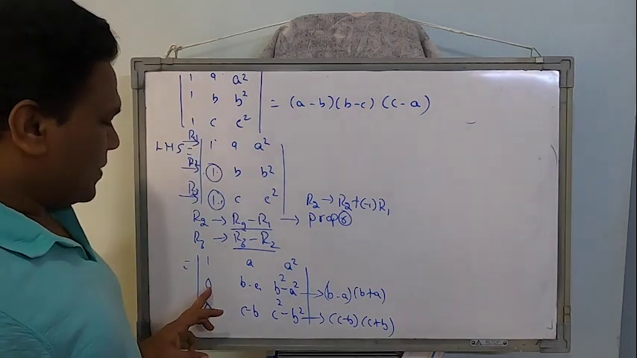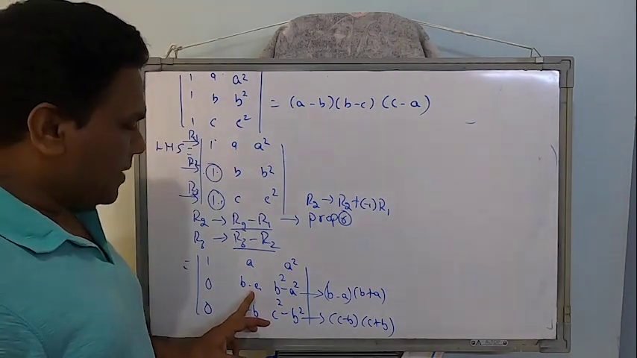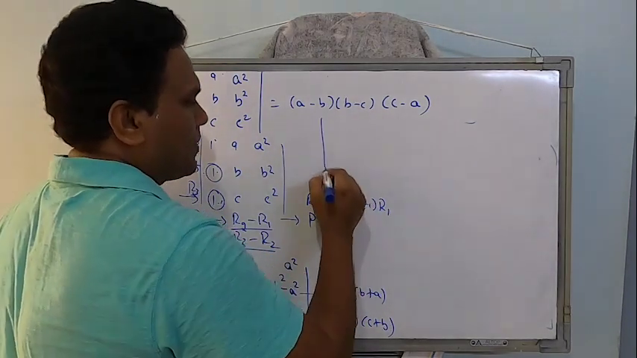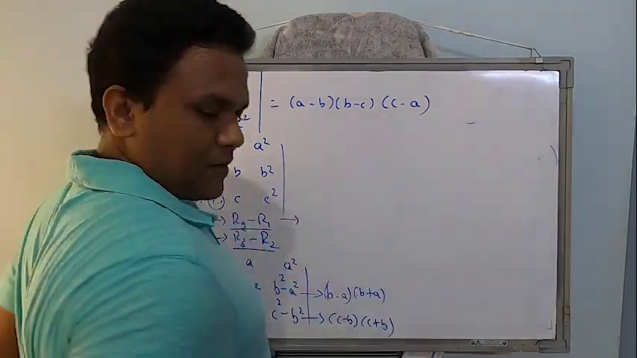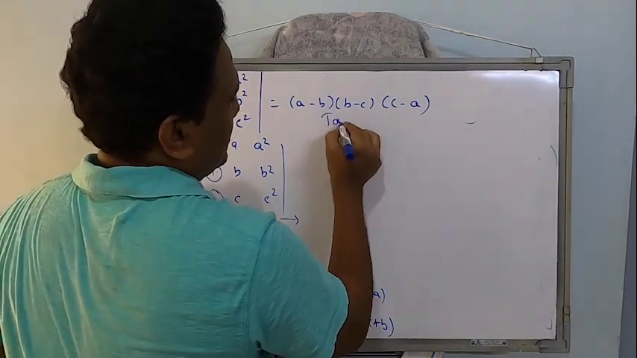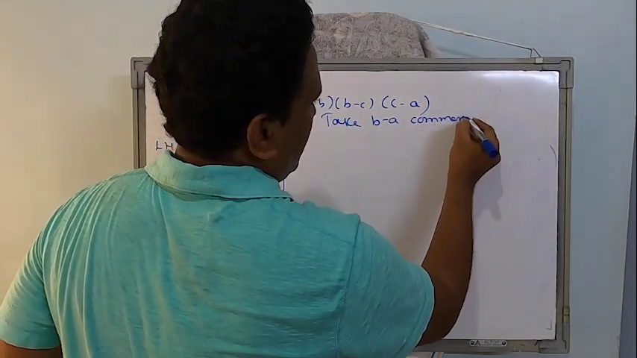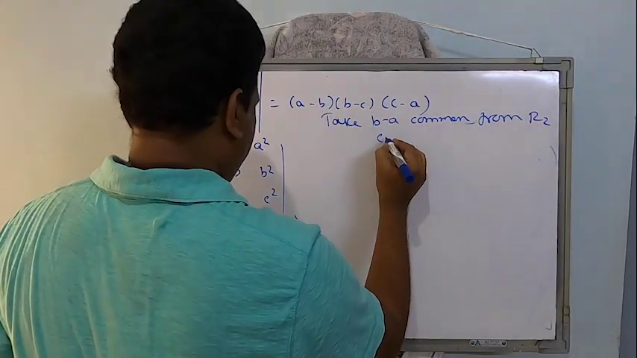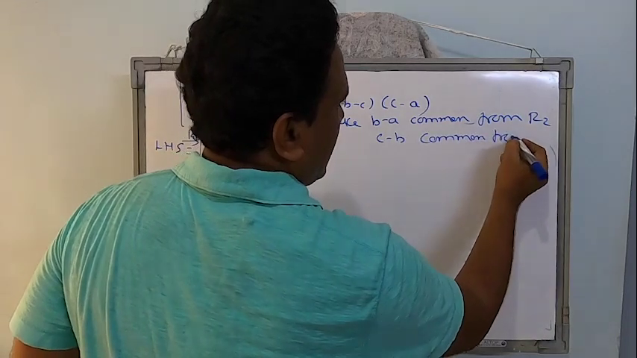That means this 0 can be written as 0 multiplied by b minus a, and here also b minus a is common. So what I do here, I'm going to take b minus a common from R2 and c minus b common from R3.